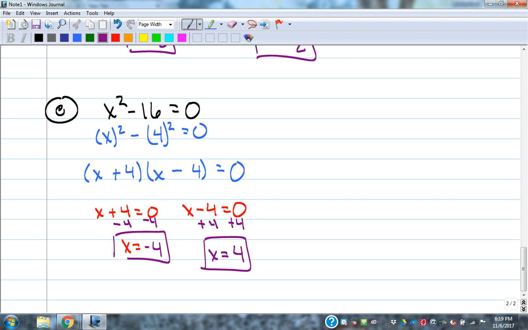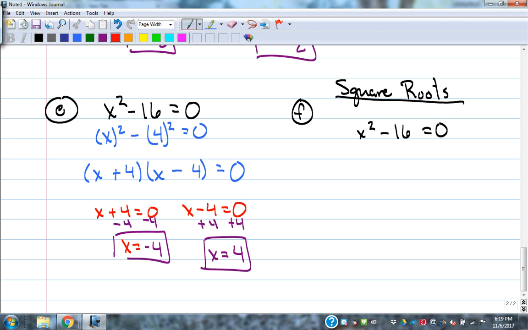Now, when there's only an x squared in the problem, there's some other ways to solve it. The other way that you could solve that same problem would be using square roots. And this is a handy thing. It can speed the process up sometimes, and also works well when it's just a two-term polynomial that will not factor. So this one could have been solved using square roots.